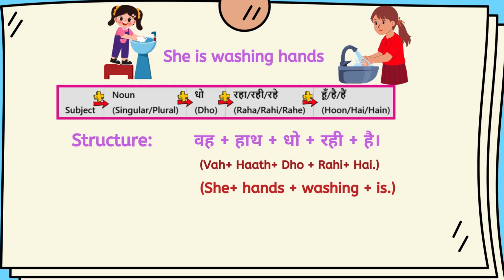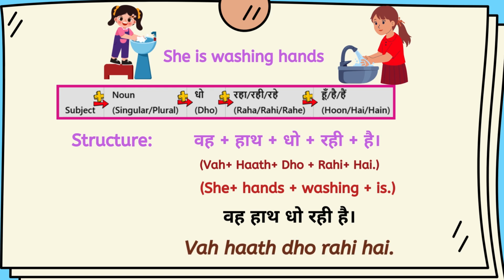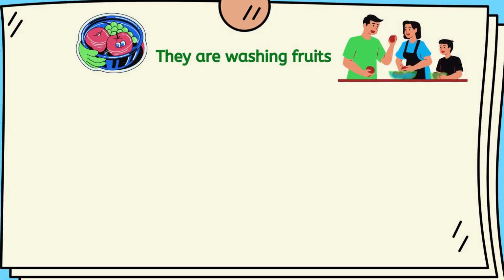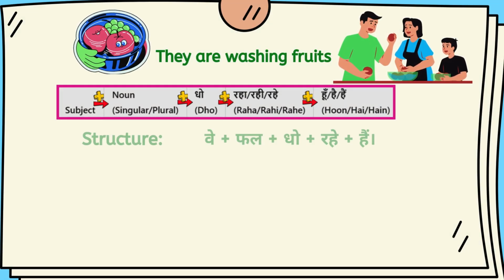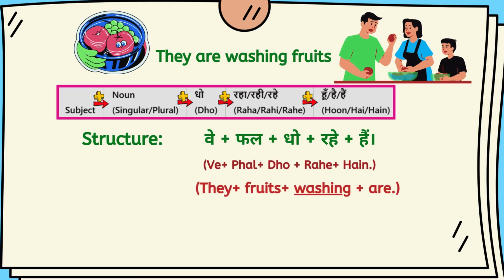Now वह stands for she. It can also mean he, as we saw in the previous example. हाथ are hands, धो is the root verb wash, रही है again indicates present continuous tense for a feminine singular subject. Now if we say they are washing fruits, it translates to वे फल धो रहे हैं.